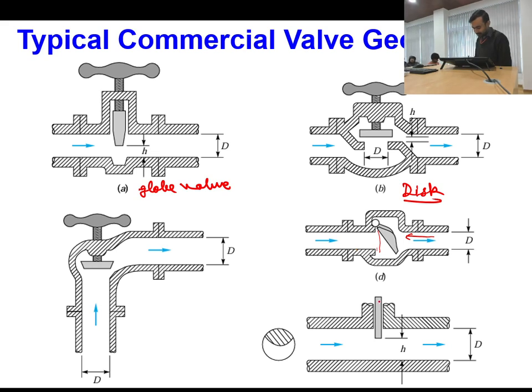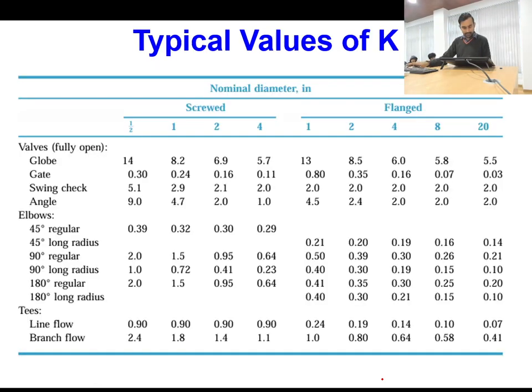Then this is typically once again a disc type valve. So here you can see when we are moving this disc down, then depending upon the opening area, this much shaded portion is actually the closed portion and the remaining portion is the open portion. And depending upon these openings, we will be finding that loss coefficients will actually be changing. Okay, so here these are the typical values of K for different valves, and two arrangements of valves are there. A few valves are screwed valves and a few are flanged valves.